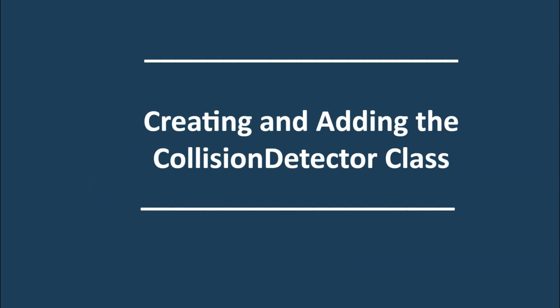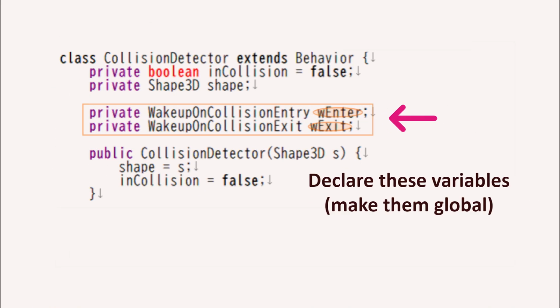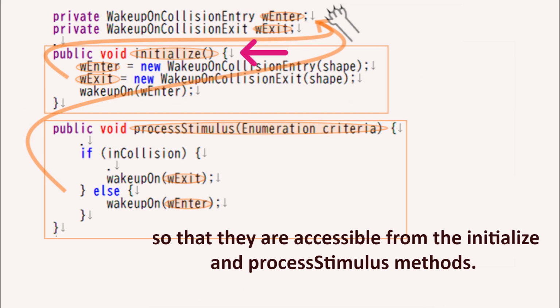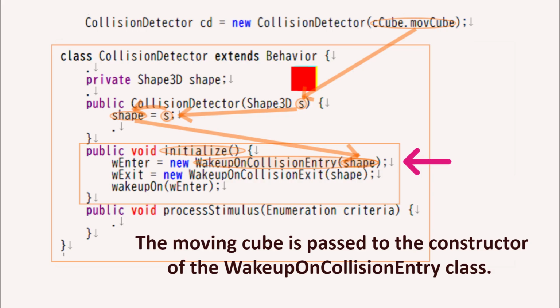Creating and adding the CollisionDetector class. 5. Add this class. Declare these variables, make them global, so that they are accessible from the initialize and process stimulus methods. The moving cube is passed to the constructor of the CollisionDetector class. The moving cube is passed to the constructor of the WakeUpOnCollisionEntry class.